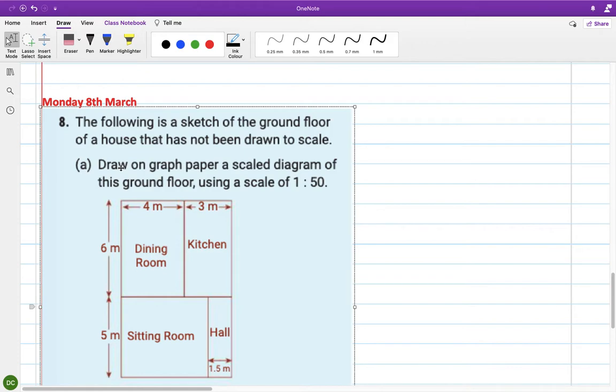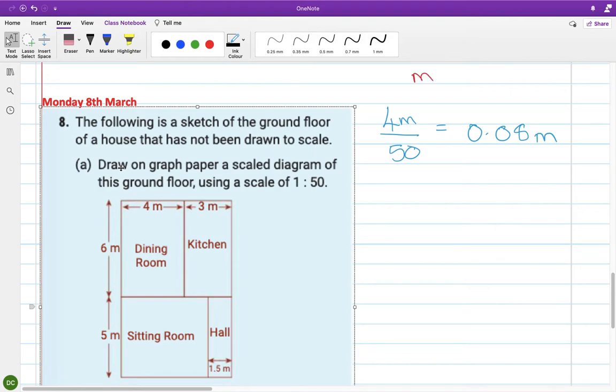Okay, so the dining room is actually 4 meters wide. And we want to scale that down 50 times. So that is 0.08 of a meter. And I can't draw that. So if I convert that into centimeters, so let's just do this separately.